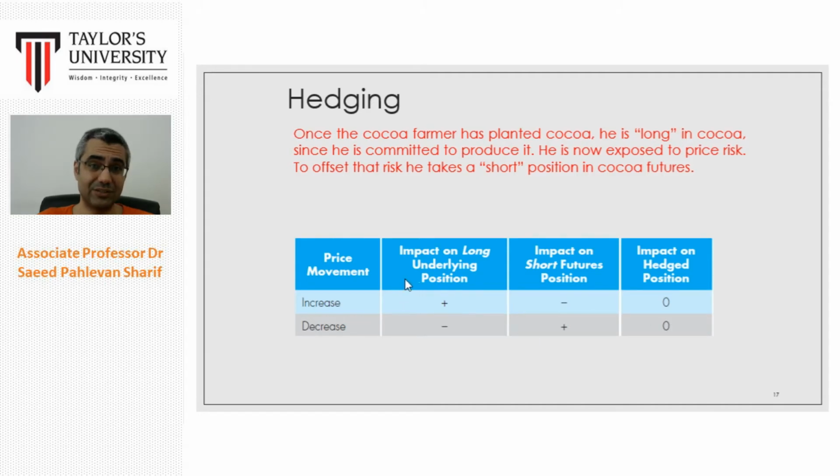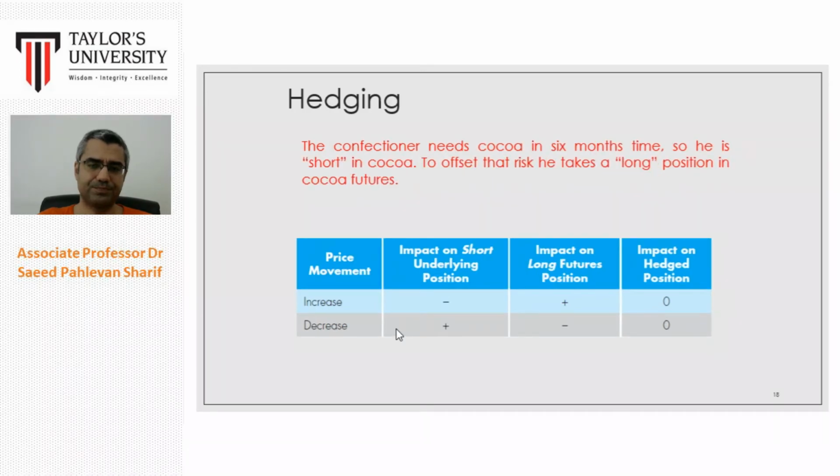This means hedging. So whenever there is a profit on the asset, there will be a loss on the futures contract. And if there is any loss on the asset, then there will be profit on the futures contract. And these two will cancel out each other and the farmer won't be affected.